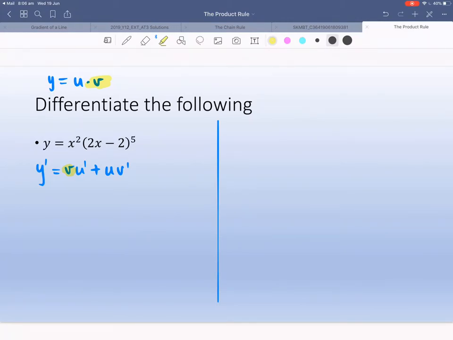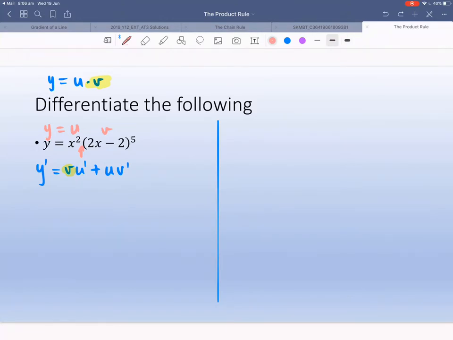Now what is u and v in this case? Well, this is y, this is equal. There's actually a times in between those two. So u is this one up here, and v is everything in the brackets. So let me highlight it. u is x squared, and v is this one here. Now I'm going to take the highlighter out because I feel like it's getting too busy, but I'm going to make that known in here.